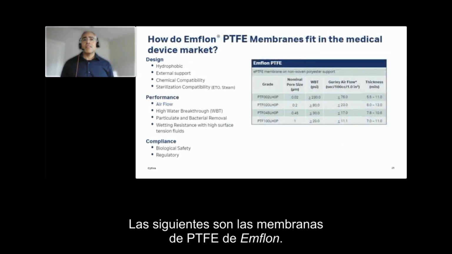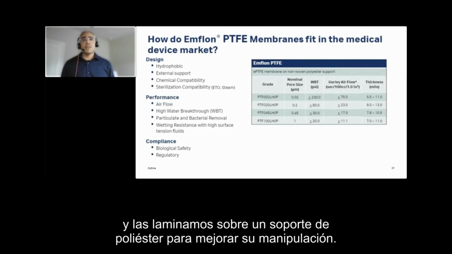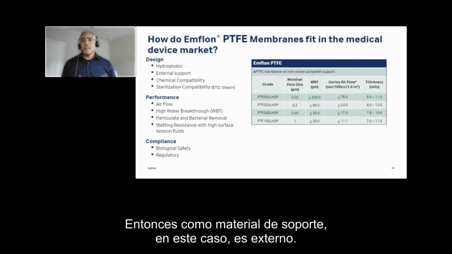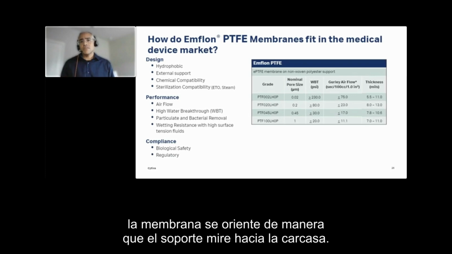Next are Emplon PTFE membranes. So we manufacture the PTFE membranes and laminate them onto a polyester support for improved handling. As the support material in this case is external, just one note, we do recommend that during the sealing, the membrane is oriented so that the support is facing towards the housing.